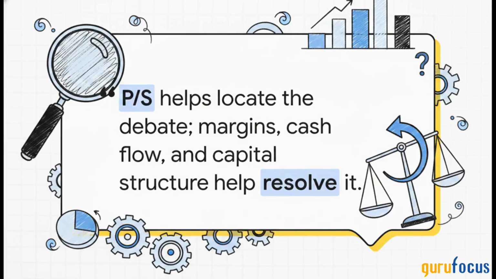I absolutely love this quote from our source material. PS helps locate the debate. Margins, cash flow, and capital structure help resolve it. The price-to-sales ratio is really just your starting lens. It quickly surfaces where the market is being overly optimistic or maybe overly cautious. But as an investor, you have to dig deeper. You have to ask yourself if the company's growth and their profit margins actually justify paying a premium multiple.